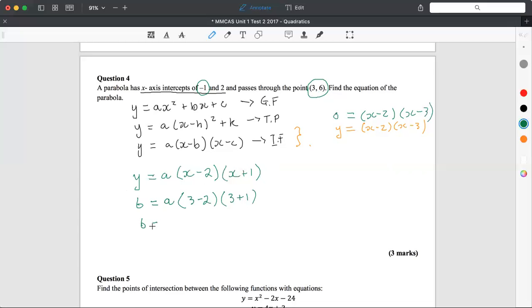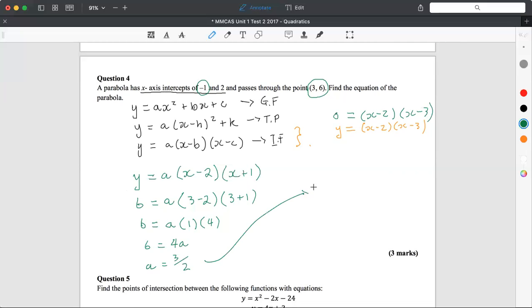So 6 equals A. 3 minus 2 is 1. 3 plus 1 is 4. So 6 equals 4A, if we simplify that. And divide both sides by 4 and swap the A around. And what we get is A equals 6 on 4, which is 3 on 2.